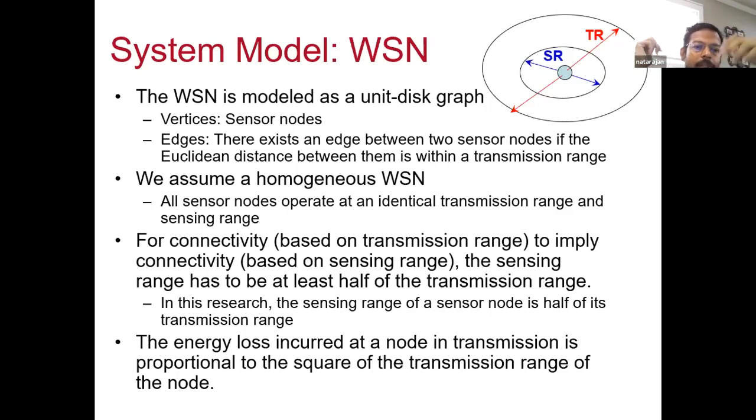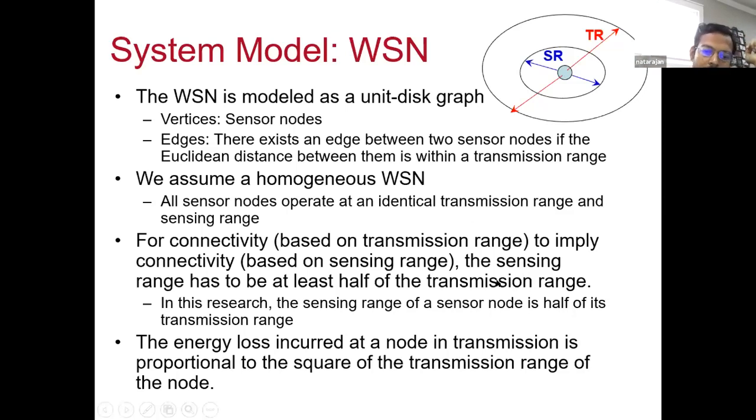And assuming all sensor nodes are going to operate at an identical transmission range and sensing range, so it's a homogeneous network. Of course, this could be extended for a heterogeneous network where the presence of a link depends on the transmission range of the nodes. But for simplicity, we're assuming here it's a homogeneous network.